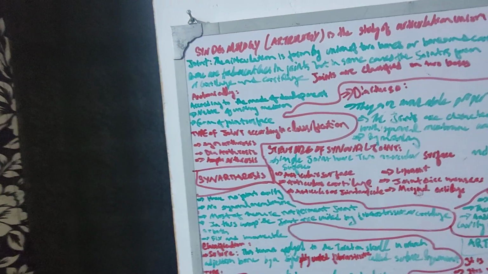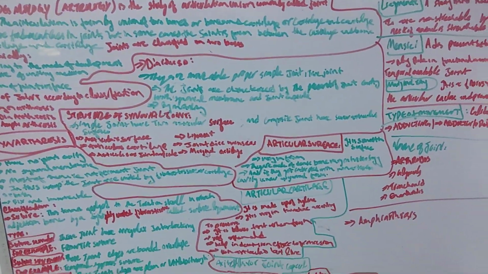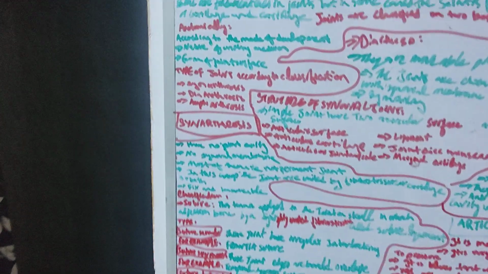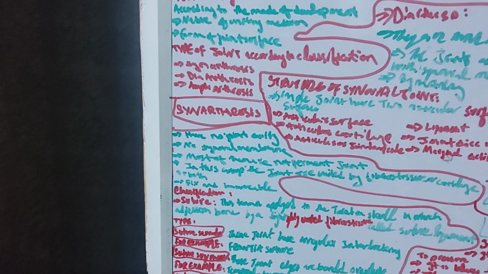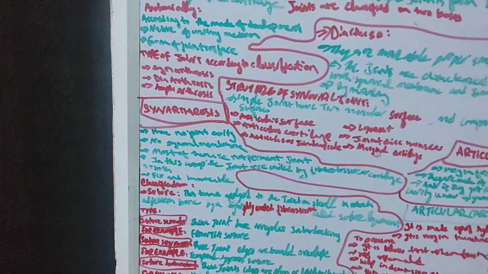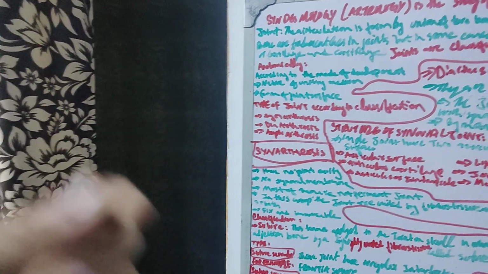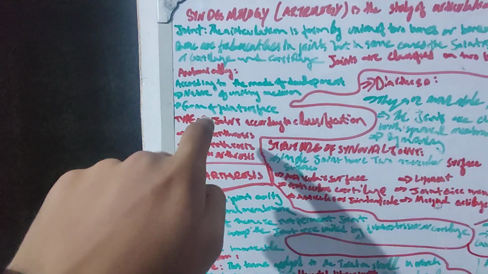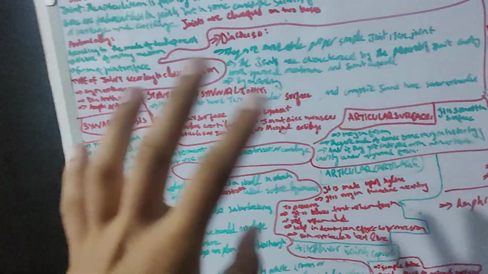We see according to the mode of development, how it develops, where it is present, what its work is, and the nature of the uniting medium. Is it uniting with fibrocartilage, or what is it uniting with? Then we see the form of the surface of the joint, how it looks, and because they have different forms, they can fit properly where they have to.